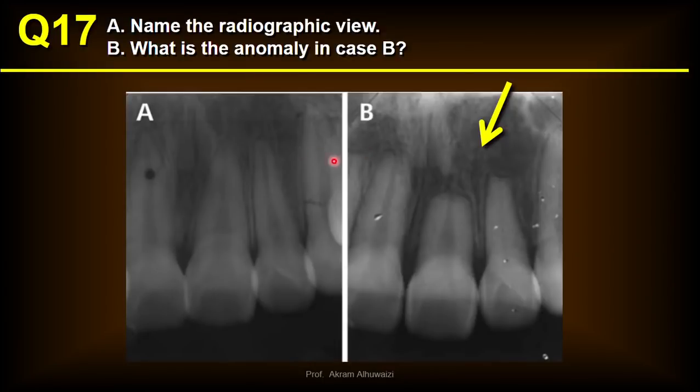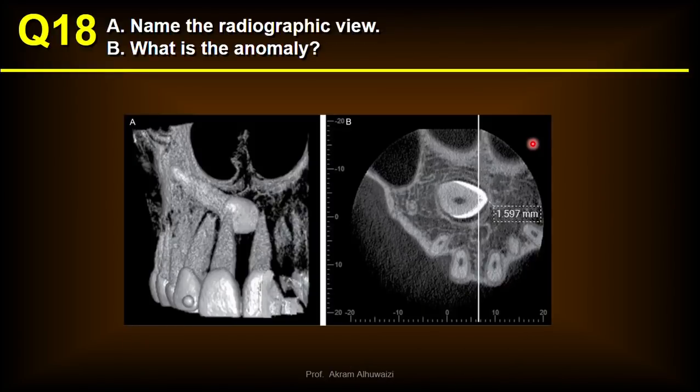Name the radiographic view. It's a periapical X-ray. What is the anomaly in B? It's root resorption. What's the radiographic view? It's a CBCT, or probably a CT scan. What's the anomaly here? It's an impacted maxillary canine.